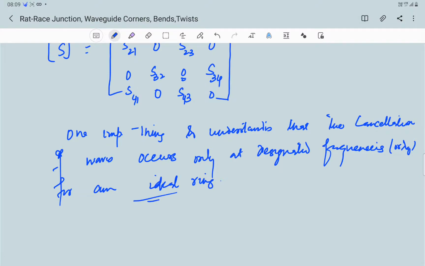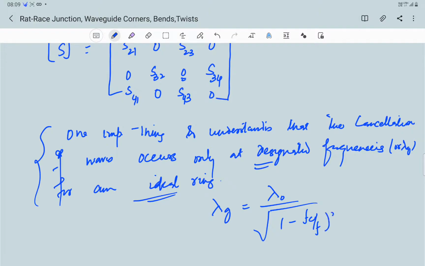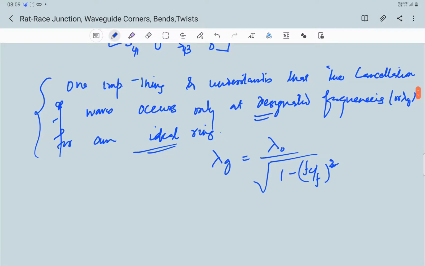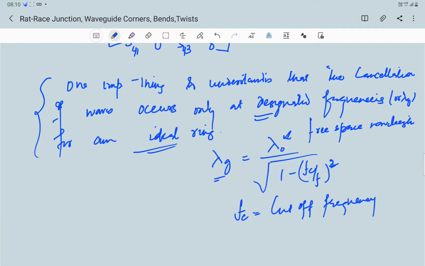This can be understood by this mathematical expression. We know the guided wavelength is lambda naught by root of 1 minus fc upon f whole square. This is the expression for the guided wavelength. Lambda naught is the free space wavelength. Fc, as you know, is the cutoff frequency, and f is the operating frequency.